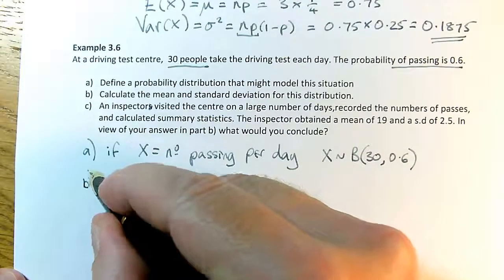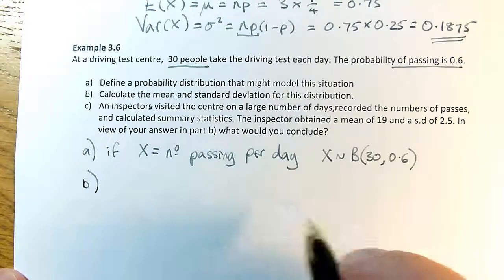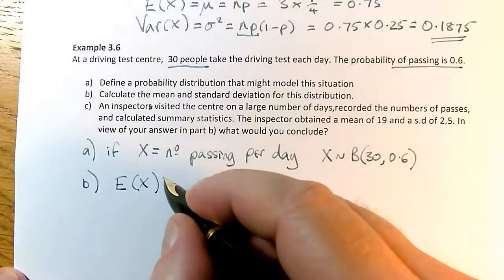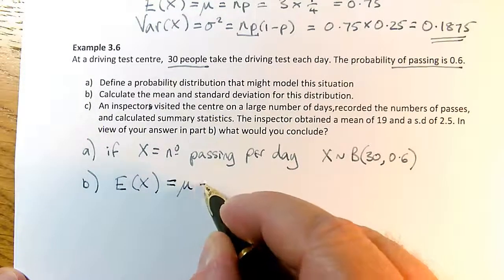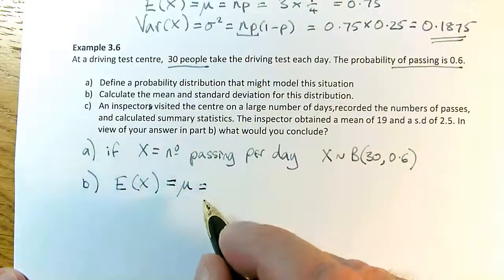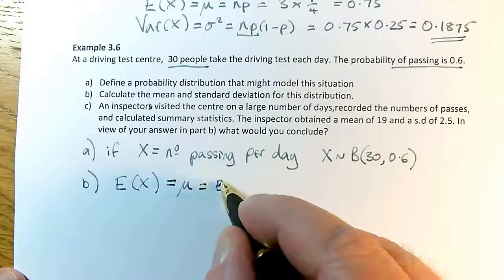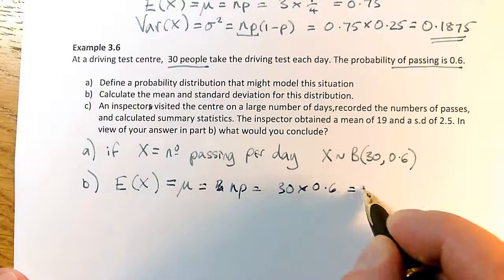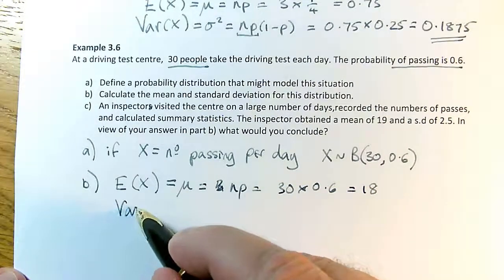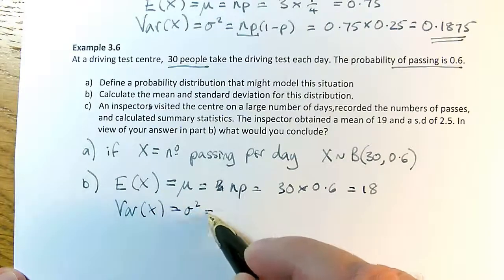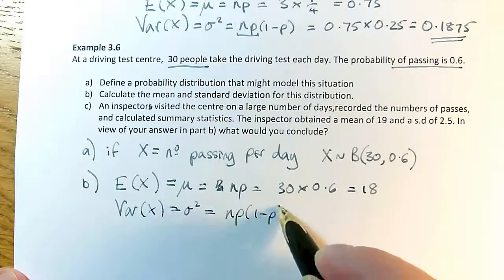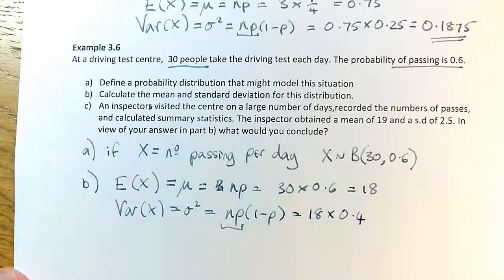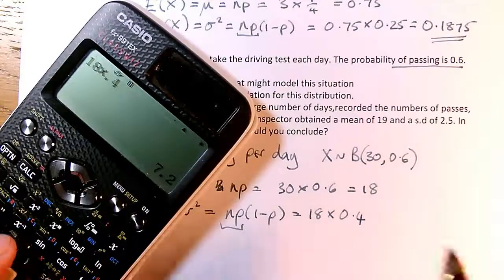Okay, part B. Calculate the mean and standard deviation for this model. So we know that the mean is the expectation. The formula for that is mu equals n times p. So that's 30 times 0.6, which is 18. And my variance of x, which is sigma squared, is np(1 minus p). Well, the np bit I've already done is the 18. 1 minus p is 0.4. 18 times 0.4 is 7.2.